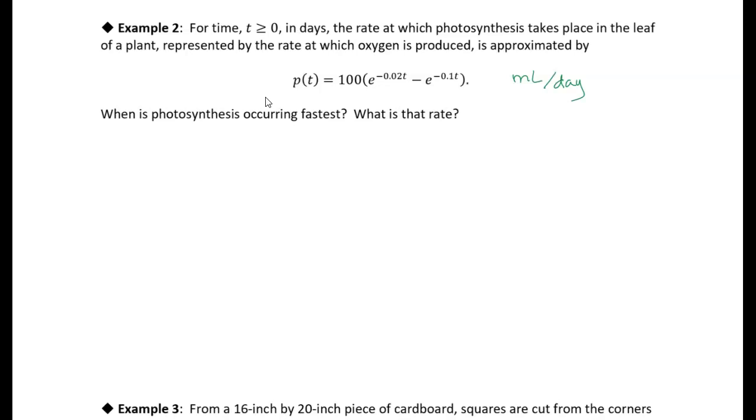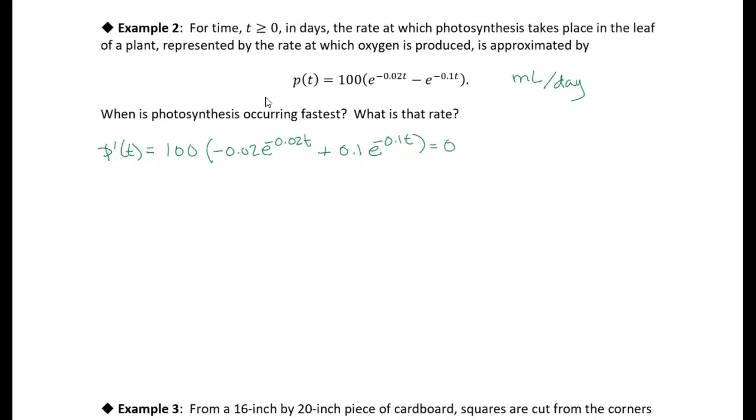All right, so I'm going to take the first derivative. I want to find the maximum, so the first thing I need to do is find the local maxes and mins. If I take the derivative of this function, I get 100, and then I take the derivative of the inside, and I get minus 0.02 e to the minus 0.02t. I'm just using the chain rule on e to the x, where x is minus 0.02t. And for the other term, minus 0.1 comes down to the front, which makes it positive 0.1 e to the minus 0.1t. So that's the derivative.